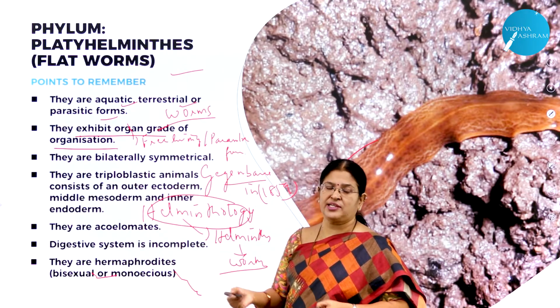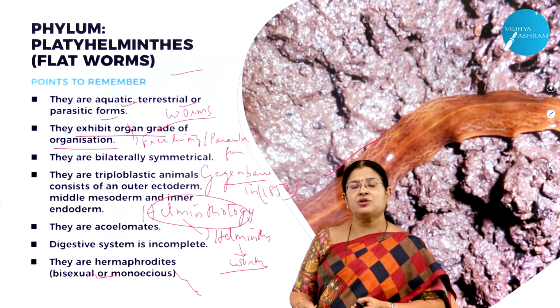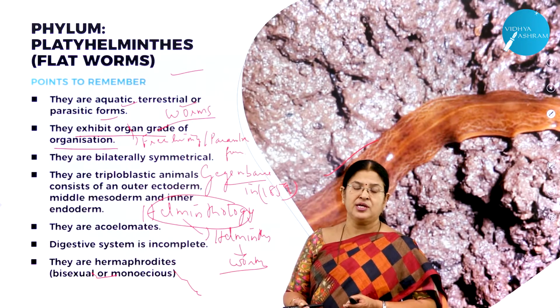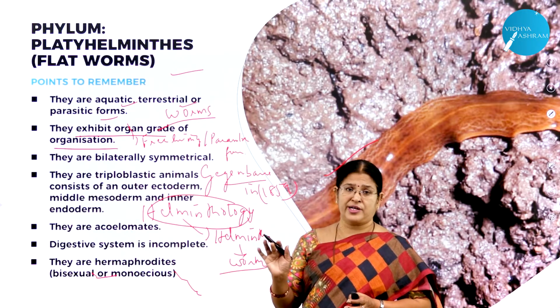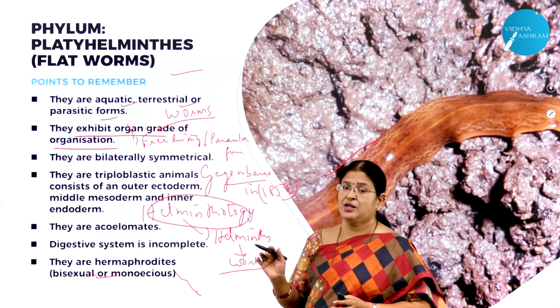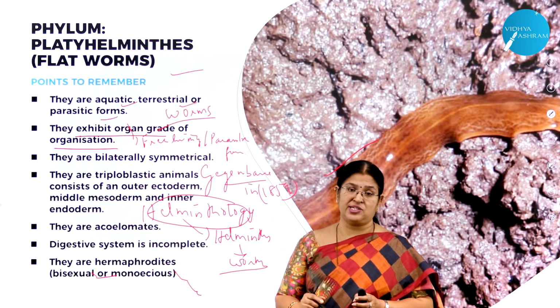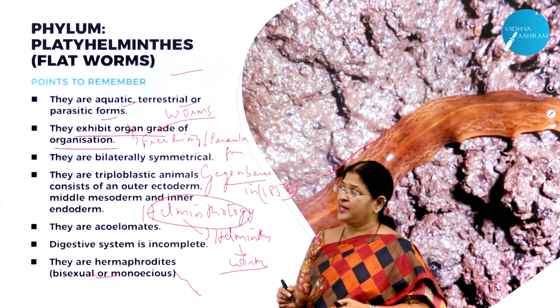Next, they exhibit organ grade of body organization. What do you mean by organ grade of body organization? So far, like in Coelenterata you came across tissue grade of body organization. So their body is restricted to organs, but the organ system is not there. So their body is restricted to what level? Only organ grade of organization. But still you don't find definite organs like how you find in higher animals.